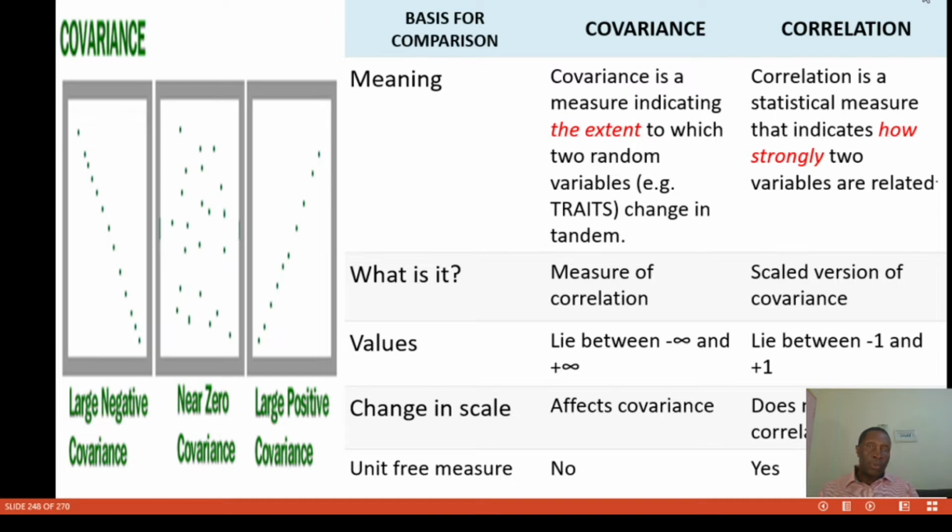So covariance is simply a measure of correlation. And a change in scale will affect covariance, but it does not affect correlation.